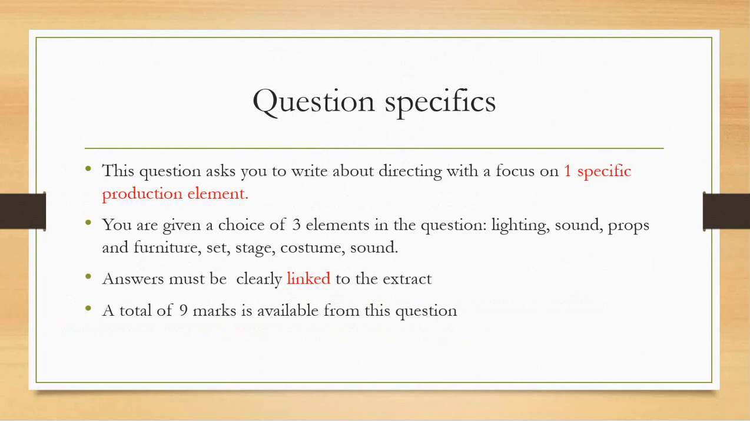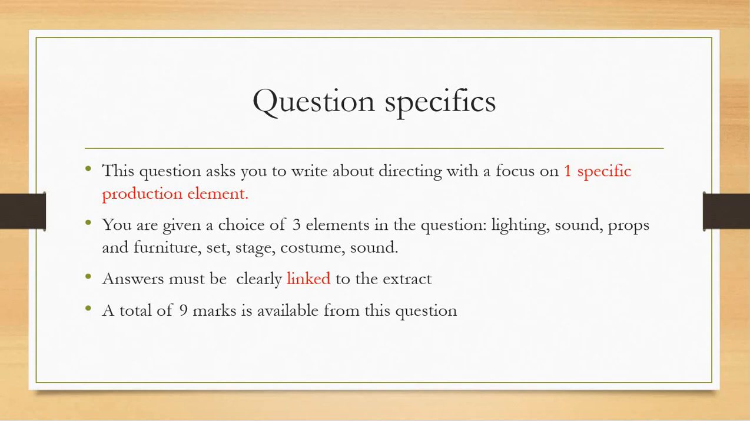Right, question specifics. The question asks you to write about directing on one specific element. You choose one. You're given a choice of 3 from lighting, sound, props, furniture, set, stage, costume. There will be any 3 out of that list in the paper. You are given 3, you must choose one.